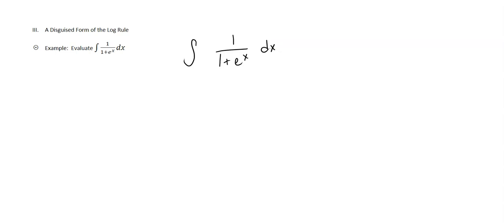Now, a lot of you will try right off the bat and make u 1 plus e to the x. And that would be a valid approach, except the problem is that if we take u prime, that would be 0 plus e to the x. And we don't have that as it stands. We know that we can't multiply on the outside by an e to the x. So we can't do that. There's no way we can just multiply by e to the x over e to the x.